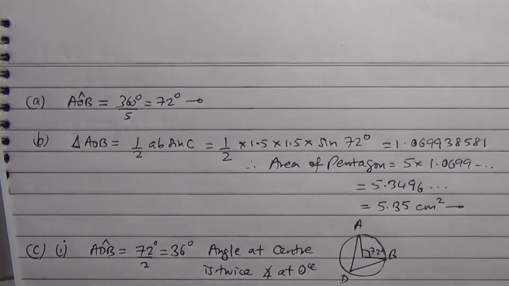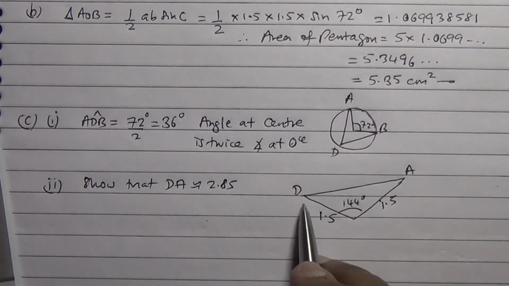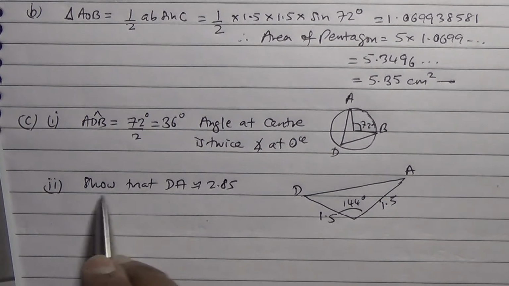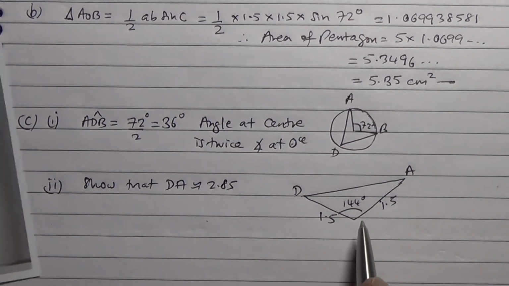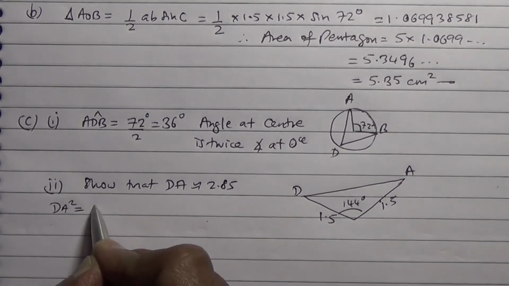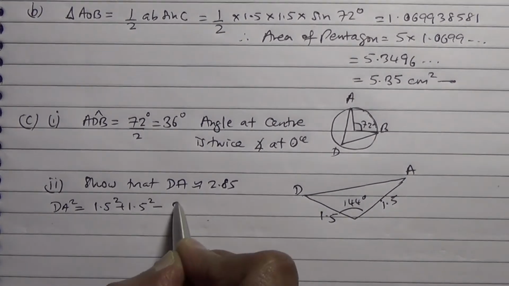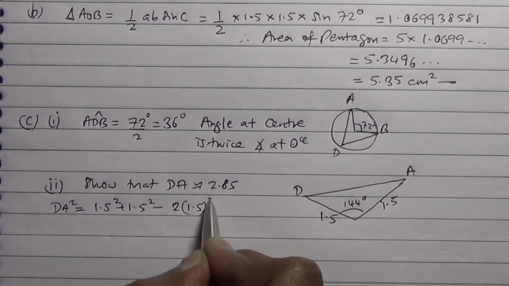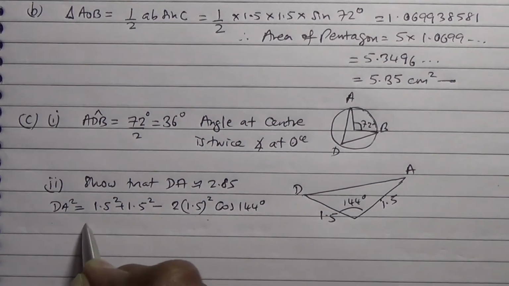Let's do that. Sorry, this is the triangle I've drawn, and we need to show that DA is equal to 2.85. So how are we going to do this? We can do this by cosine law. So we're going to say DA squared is equal to 1.5 squared plus 1.5 squared minus 2 times 1.5 squared times the cos of 144 degrees.